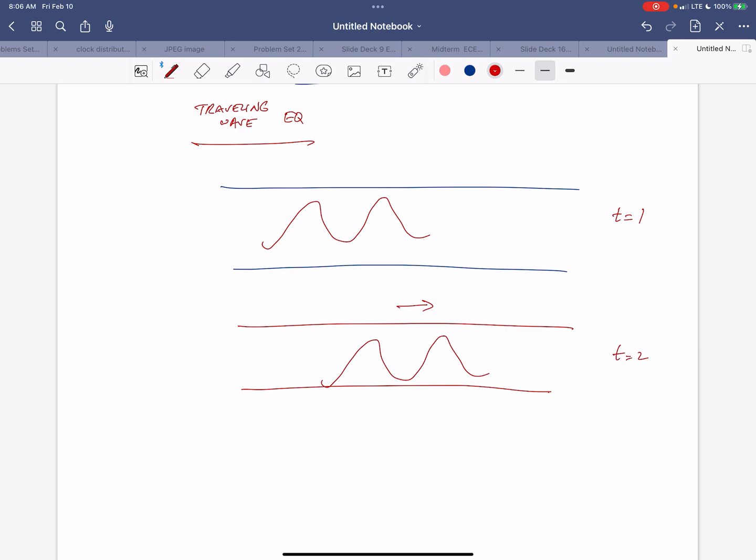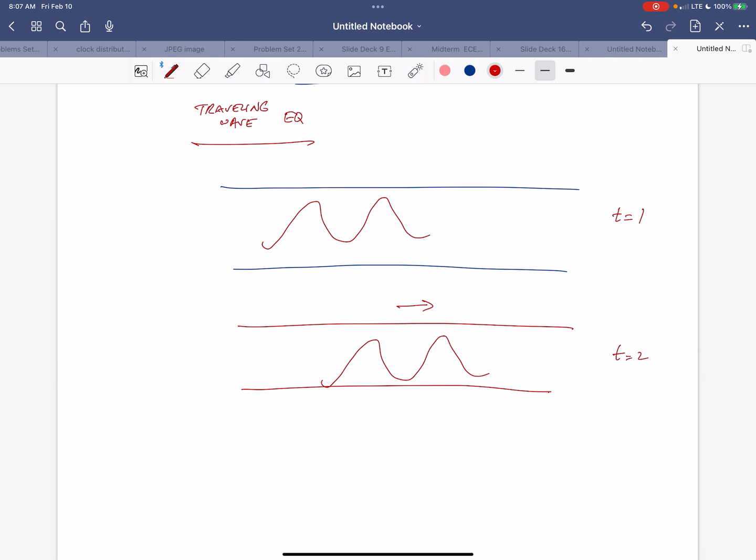It wouldn't change its shape. You just launch it into this coax, and it would travel down the coax with time. That's the idea of a traveling wave. So it's capable of doing that. Okay, that's what the equation showed.